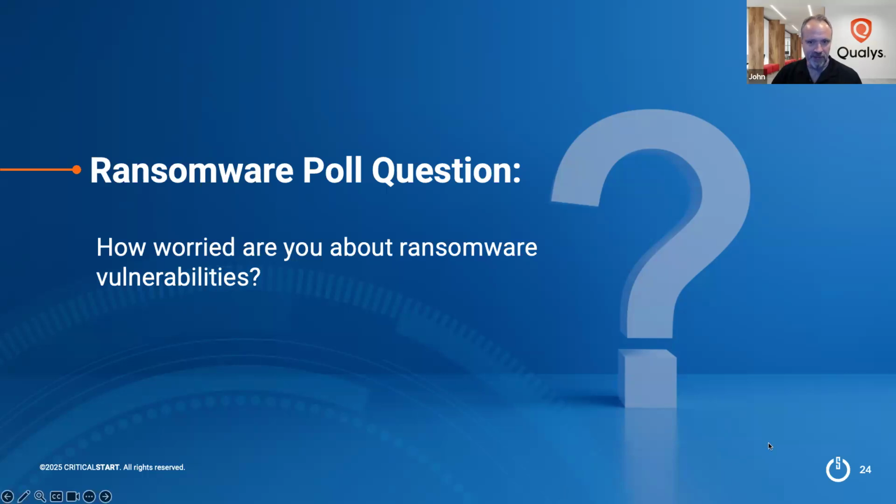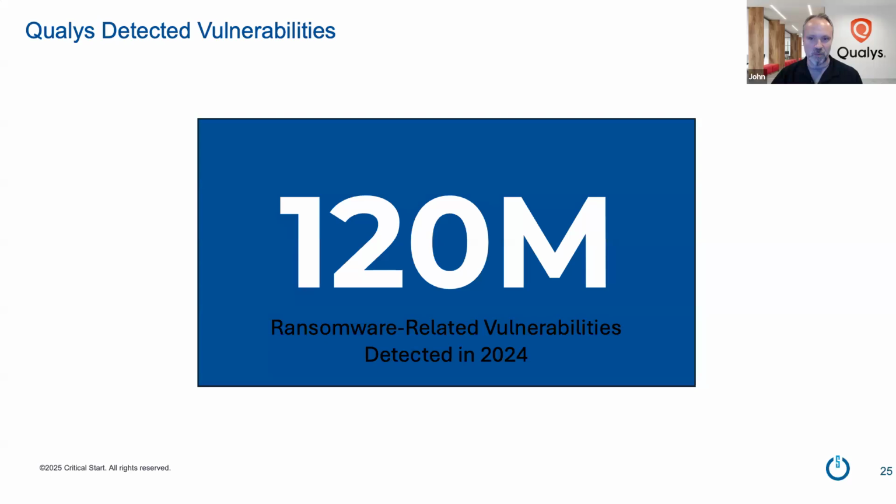So at Qualys, this is kind of exciting. We have a lot of customers, and I was able to pull data on the number of vulnerabilities we detected last year that were known ransomware vulnerabilities. We have 10,000 plus customers. We do about 8 billion scans per year. And when we went through all that last year, we found 120 million ransomware related vulnerabilities detected in 2024.